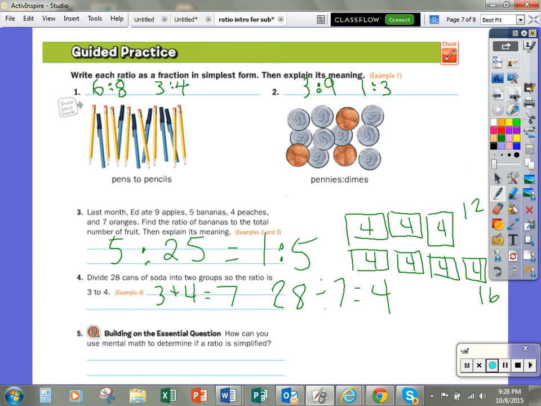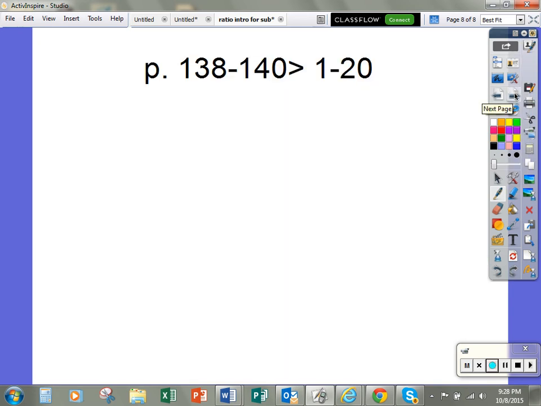All right, now you're going to work on your own. You're going to do problems 1 through 20 on pages 138 to 140. And if everyone gets done, then you can check them in class. Otherwise, I will check them on Monday when I see you next.